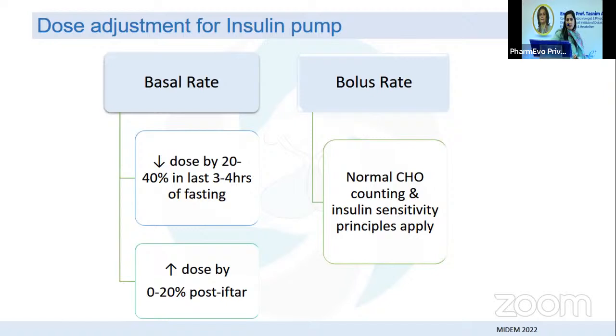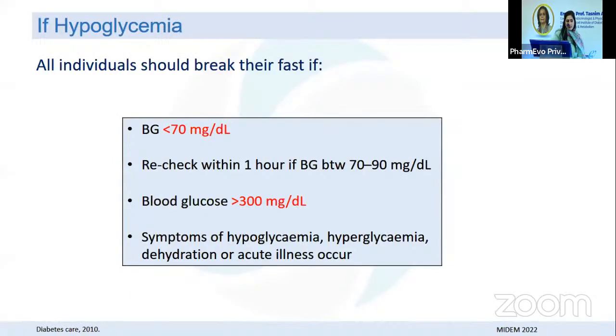So if hypoglycemia is occurring, with blood glucose less than 70, break the fast and recheck within 15 minutes to see if sugar has reached 70 to 90 milligrams per dL. If blood glucose is more than 300 milligrams per dL, or symptoms of hypoglycemia, dehydration, or acute illness occur, the patient should be advised to break the fast.